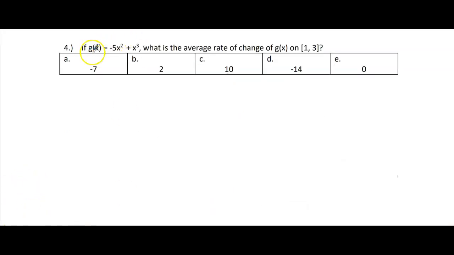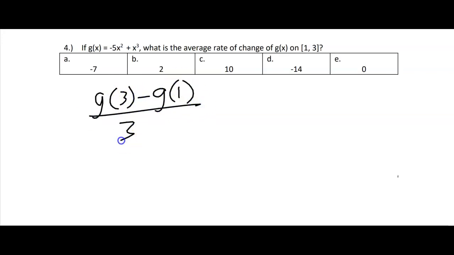All right, so they give us a function here, and they ask for the average rate of change. Average rate of change can be found by doing this formula here, like that. So I need to, well, simplifying the bottom is pretty easy, right? 3 minus 1 is 2. But we have to do the top. We have to figure out what's g of 3. To do that, we're going to plug 3 into our function.